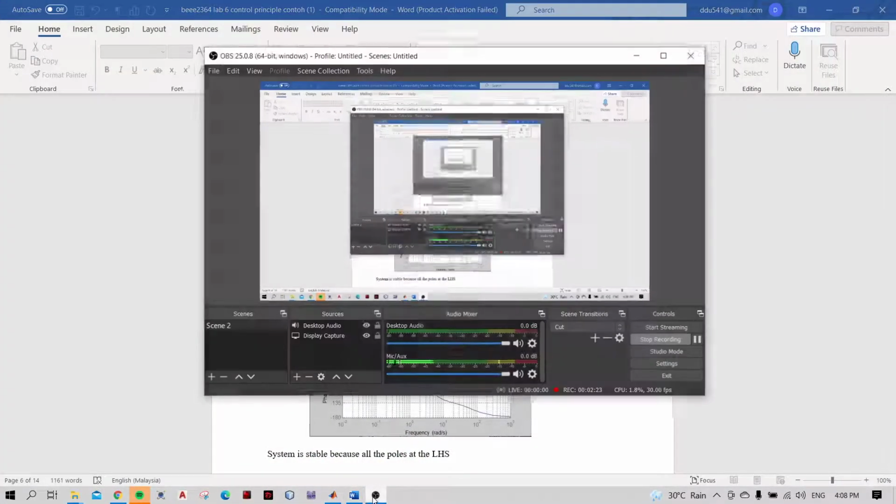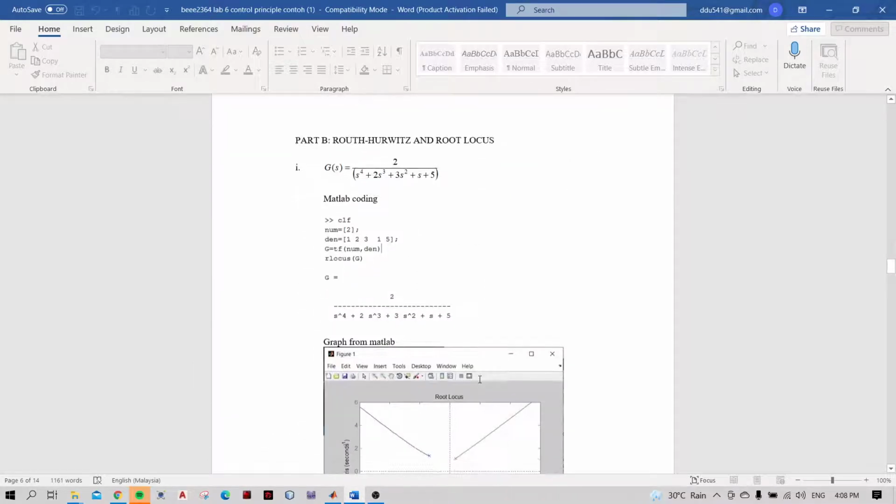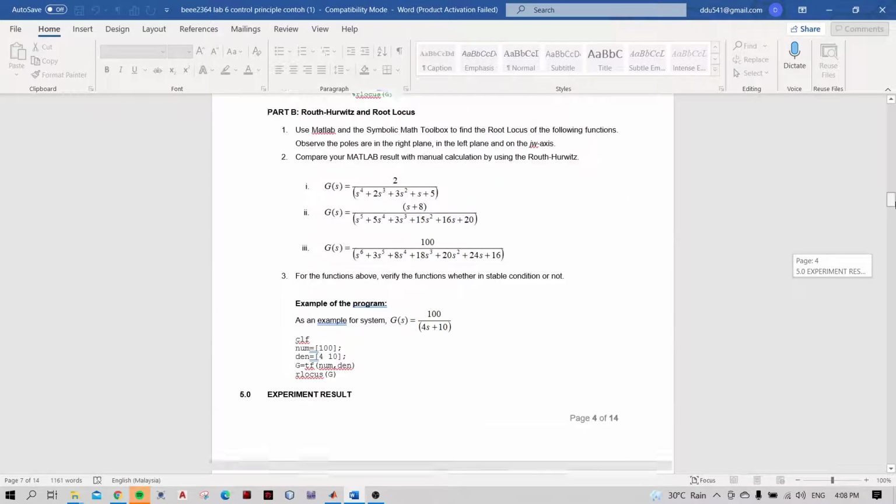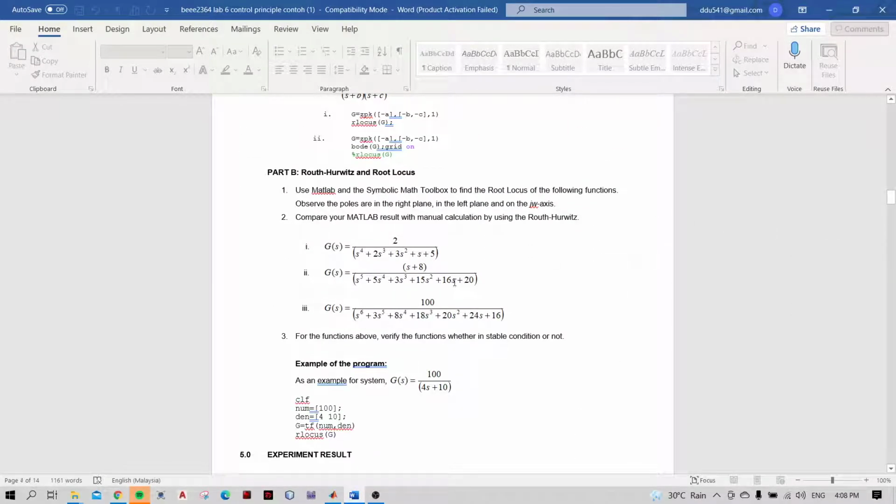That is root locus width and root locus. Okay, for number 1, before that we go back to the procedure. For part B, the lab asked me to use MATLAB and the Symbolic Math Toolbox to find the root locus and observe the poles in the right half plane, the left half plane and on the jω axis.